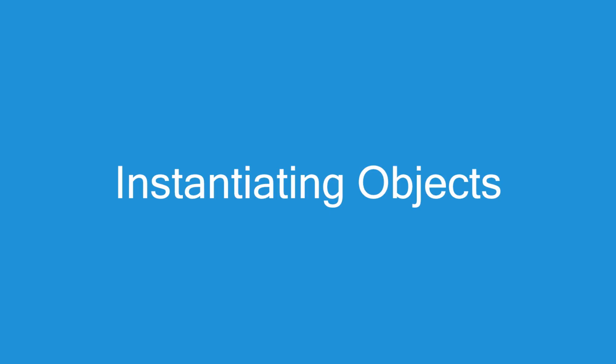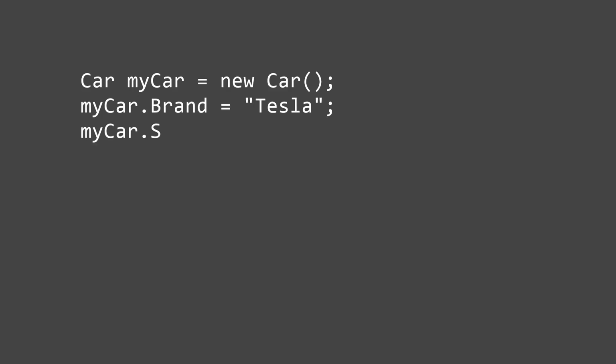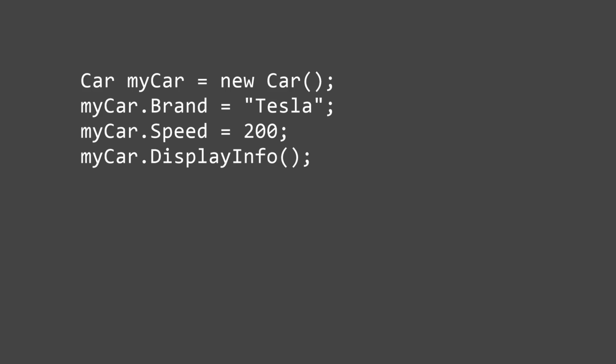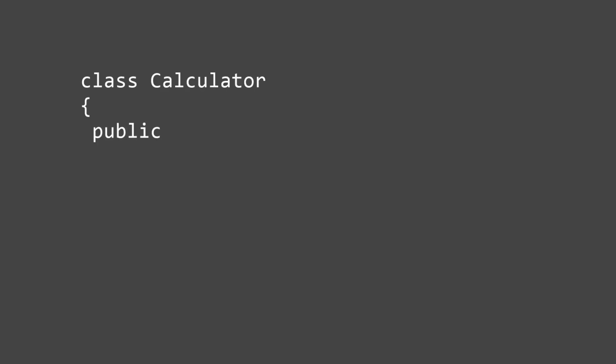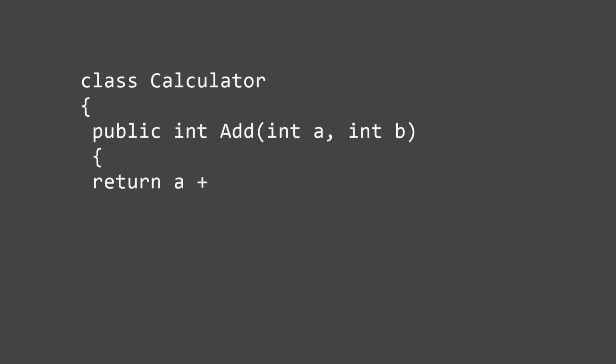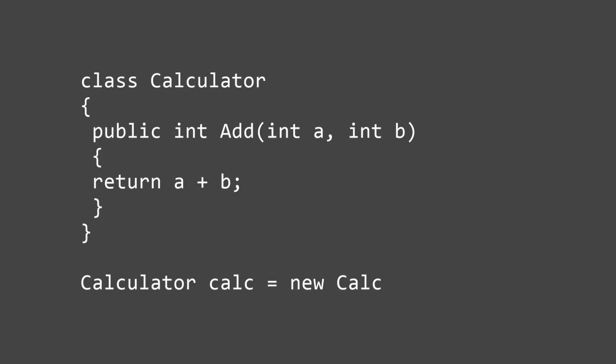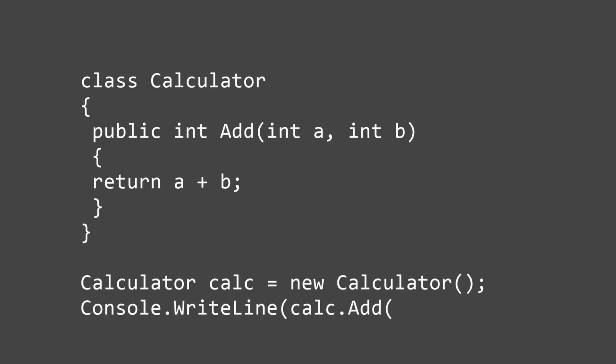Instantiating objects. You can create an object of a class using the new keyword. This allows you to access and modify the attributes or call the methods defined in the class. Adding behaviors. Methods inside a class define the actions or behaviors of its objects. They allow the class to perform specific tasks or calculations.